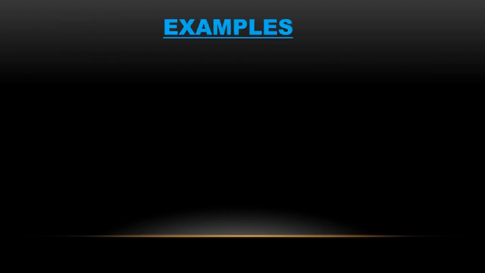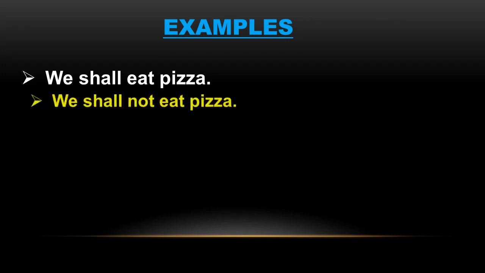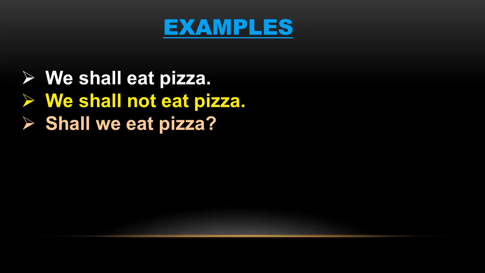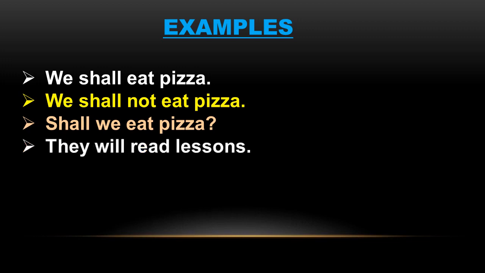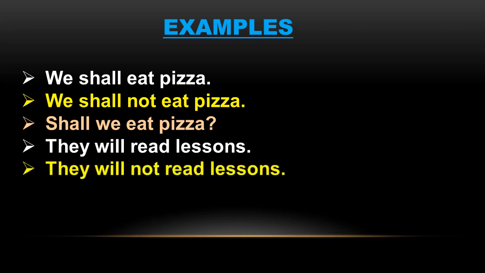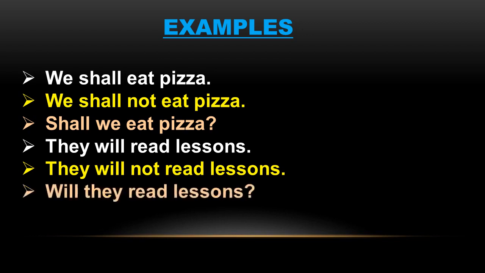Now let's see a few examples. We shall eat pizza. Now for negative, we shall not eat pizza. Then for interrogative, the auxiliary will come forward. Shall we eat pizza? Next example. They will read lessons. Now for negative, after the auxiliary is not. They will not read lessons. Then for interrogative, the auxiliary will come forward. Will they read lessons? So they were the examples of future indefinite tense.